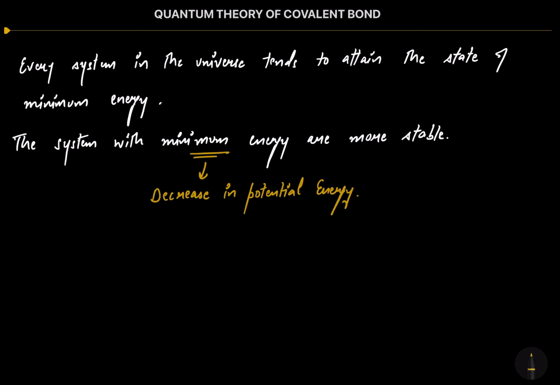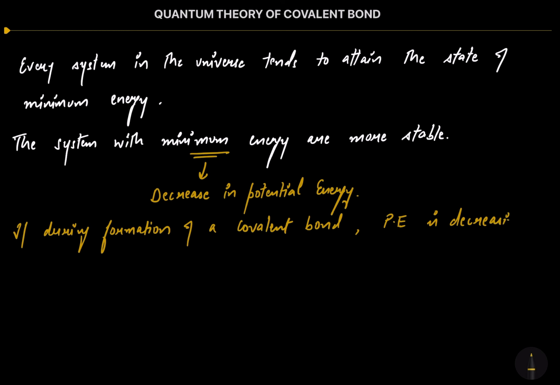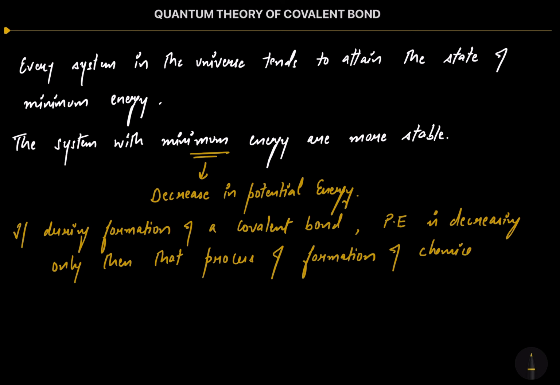We are talking about chemical bonding, so we will talk about the formation of any covalent bond or ionic bond. So I'm writing: during the formation of a covalent bond, if potential energy is decreasing, only then is the process of formation of a chemical bond possible.